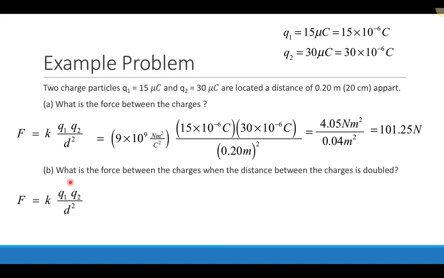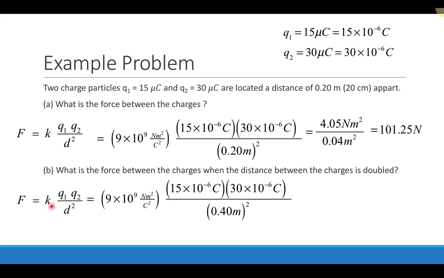The next question says, what is the force between the charges when the distance between the charges doubles? We should be able to answer this question without putting any numbers in, because we know that if you double the distance between the charges, the force decreases by a factor of 1/4. So let's just check it and see what happens. Coulomb's constant is still 9 times 10 to the 9, newton meters squared over coulomb squared. The charges have stayed the same, so 15 times 10 to the minus 6, 30 times 10 to the minus 6, and then divided by the distance squared.